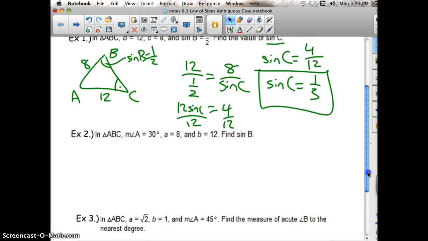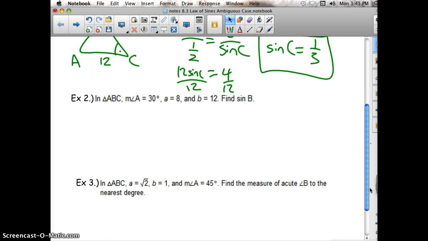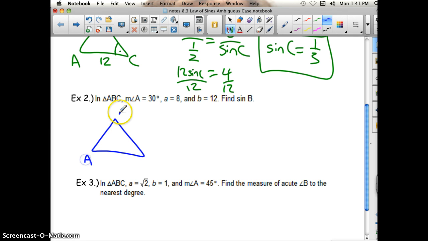All right, example 2. In triangle ABC, the measure of angle A is 30, A is 8, and B equals 12. Find sine B. So I've got A, B, C. The measure of angle A is 30 degrees. Little a is 8, and little b is 12. Those little letters refer to sides, of course. And I'm supposed to find sine B. So I have 8 over the sine of 30 equals 12 over the sine of B.